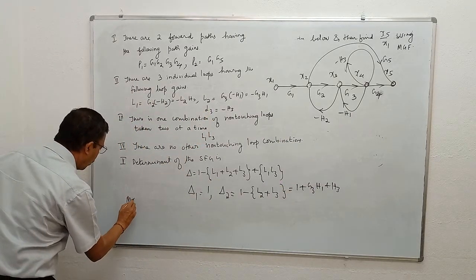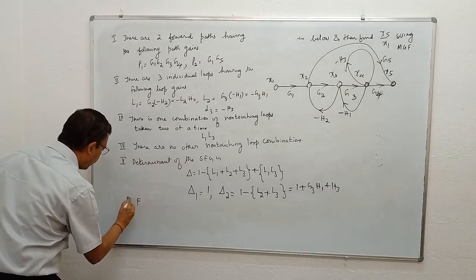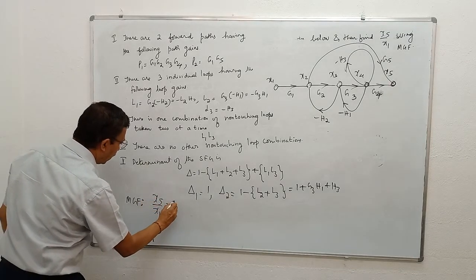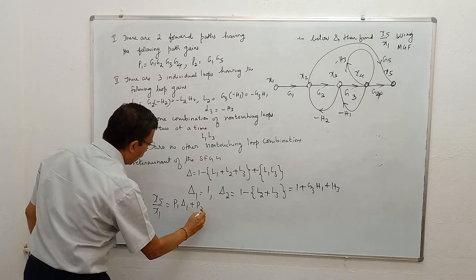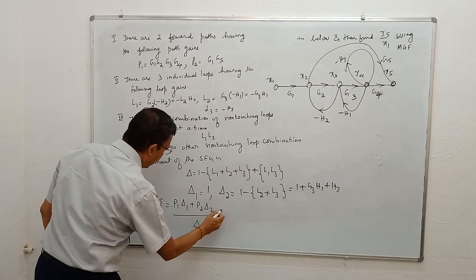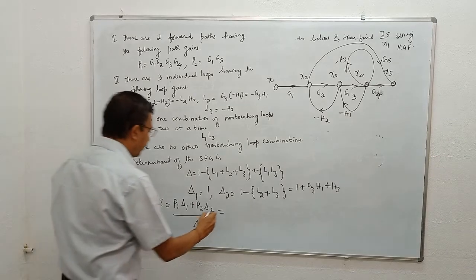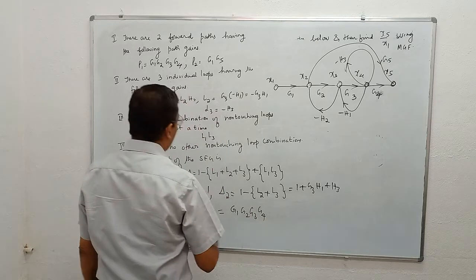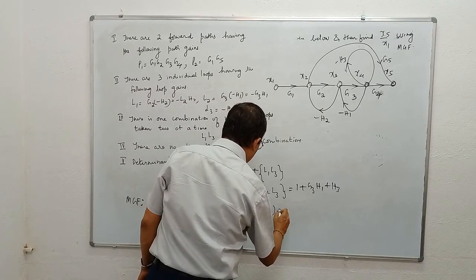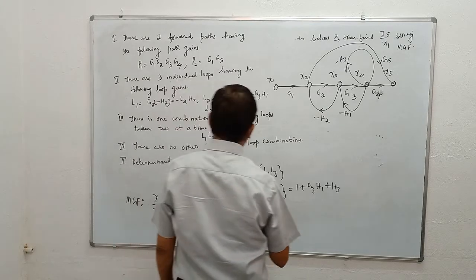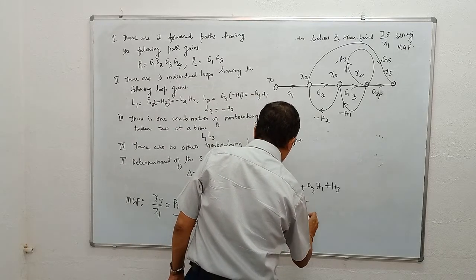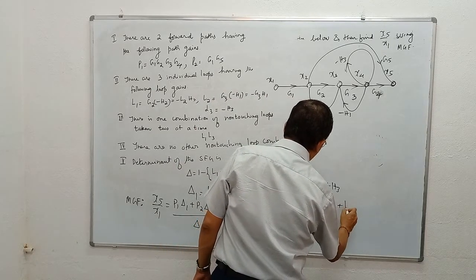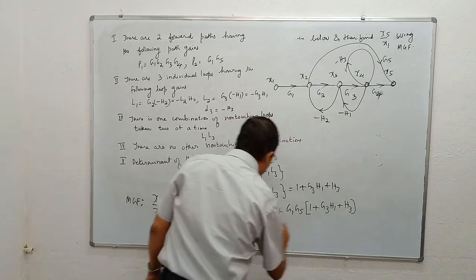What is Mason's gain formula? Mason's gain formula is output by input. Output is x5, input is x1, is equal to P1 delta 1 plus P2 delta 2 divided by delta. What is P1? P1 is G1, G2, G3, G4. Delta 1 is 1. What is P2? P2 is G1, G5. What is delta 2? 1 plus G3H1 plus H3, divided by delta.